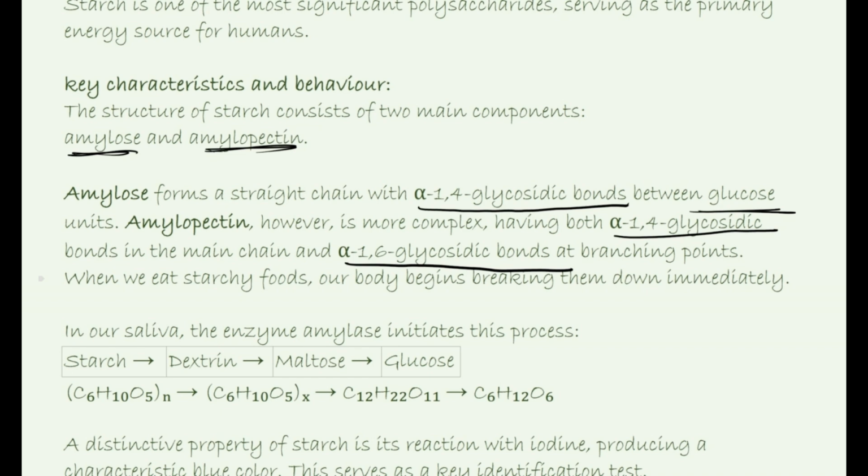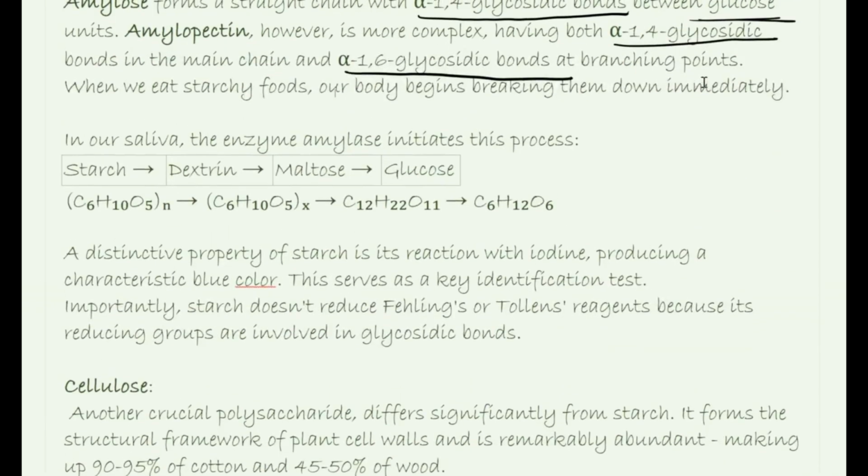How the process works is that first starch becomes dextrin, and then it goes to maltose. See, the formula changes, dextrin to maltose, and then it gets separated to glucose. That is the sequence. So how can we find the presence of starch? That is also an important question.